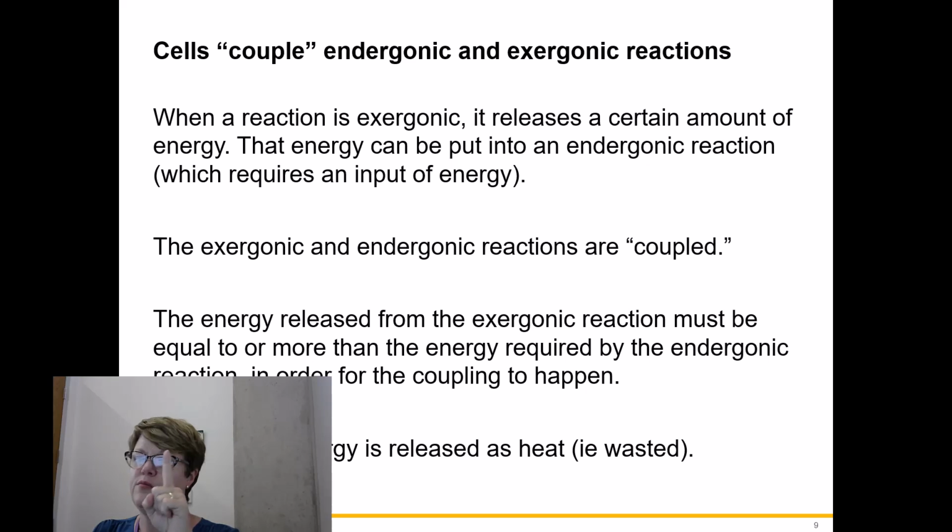Typically, there's a little bit more energy released than what is required. So let's say 10 units of energy are released from an exergonic reaction, and 9.5 units of energy are needed by this endergonic reaction. Then that can be coupled, but there would be 0.5 units of energy left over, and that's lost as heat. But the cell will try to couple things together as best it can to conserve and manage that energy well and not lose too much as heat.